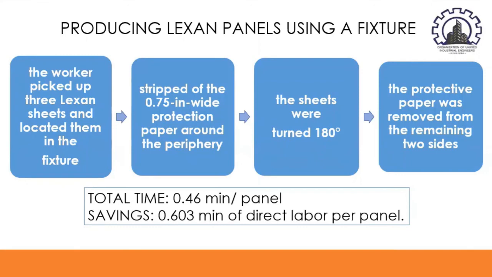As you can notice, we have saved 0.603 minutes of direct labor for the operator per panel, which is saved time to do more pieces. It not only saves time, but it surely improves the quality of the panels, and there will be an increase of production in a day.